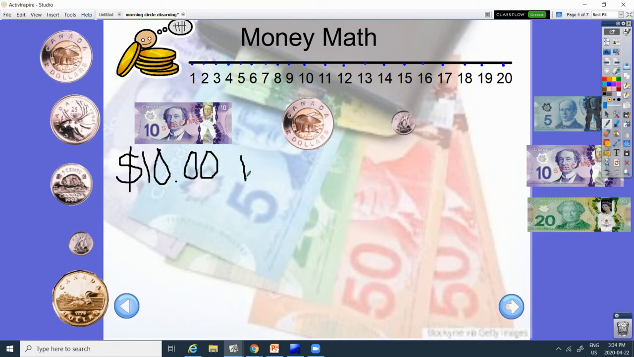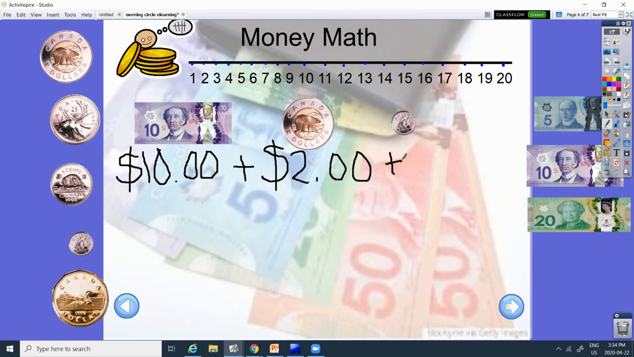Okay, adding together, I'm going to do a plus. How much is this one? Do you remember? We've already done this one. It's got a polar bear on it. It is two colors. It is $2.00. Okay, another plus.